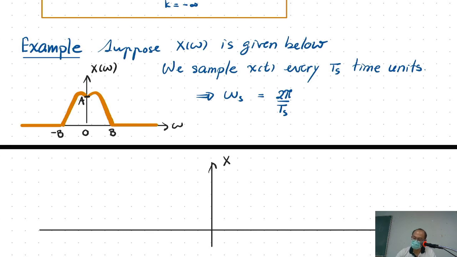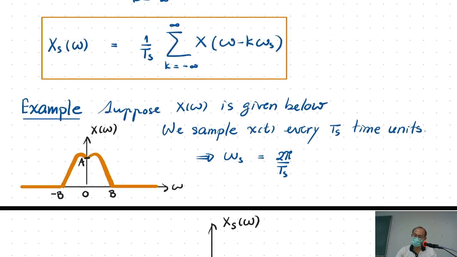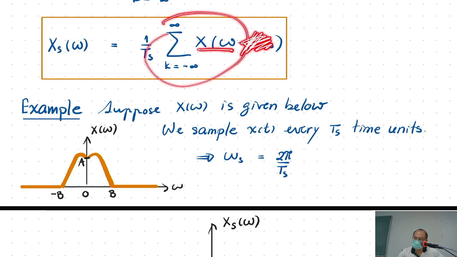So this graph, the vertical axis is xs. Now let's look at this equation. What do you see? When k is equal to 0, if you look at the summation here, then all of this is gone, right? So we're going to have x of omega. When k is equal to 0, the summation is just x of omega itself.